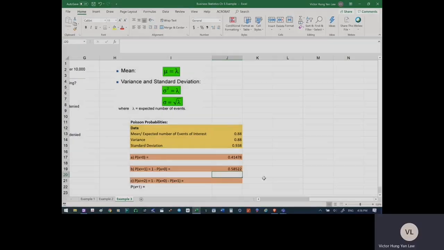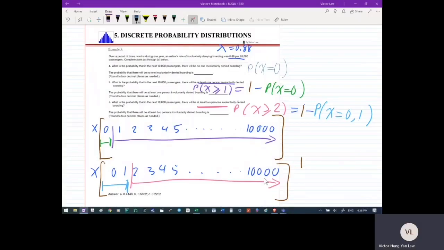And that's part B. Part C, what we're looking for is the probability that in the next 10,000 passengers, there will be at least 2 people denied boarding. So we're looking at the probability of x is greater than or equal to 2. Again, same concept, we draw the diagram. We have all the possible outcomes from x equals 0 all the way to x equals 10,000. And what we're looking for is x is greater than or equal to 2, so we're looking for the pink area.